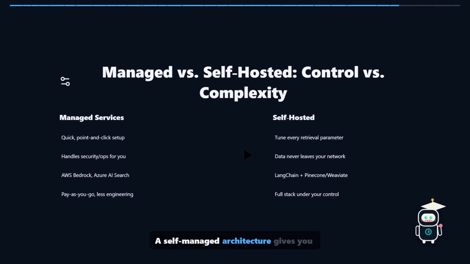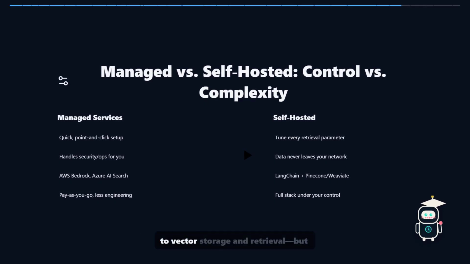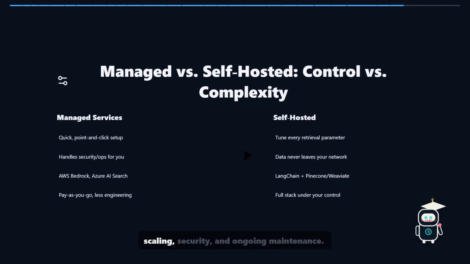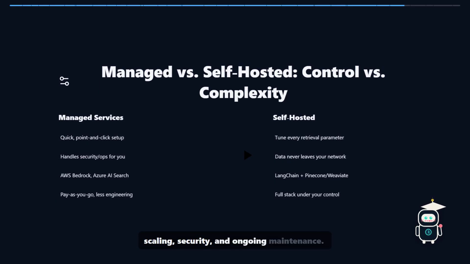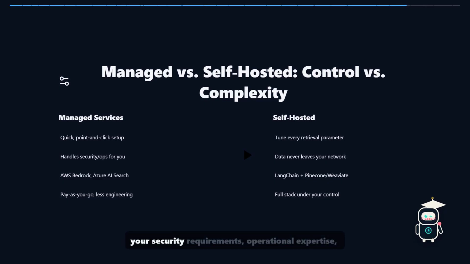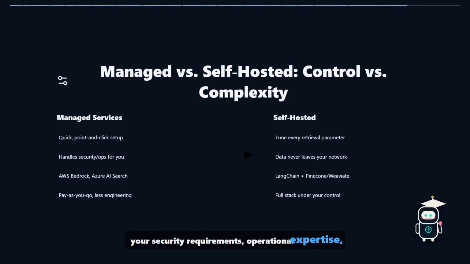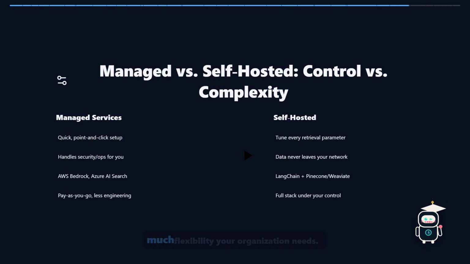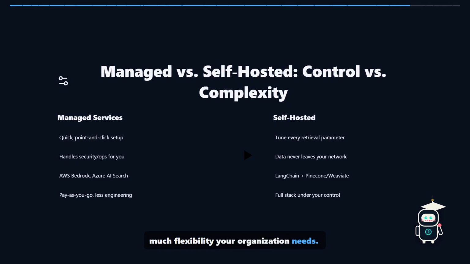A self-managed architecture gives you full control over every layer of the pipeline, from document ingestion to vector storage and retrieval, but it also means your team is responsible for deployment, monitoring, scaling, security, and ongoing maintenance. Neither approach is universally better. The right choice depends on your security requirements, operational expertise, budget, compliance obligations, and how much flexibility your organization needs.